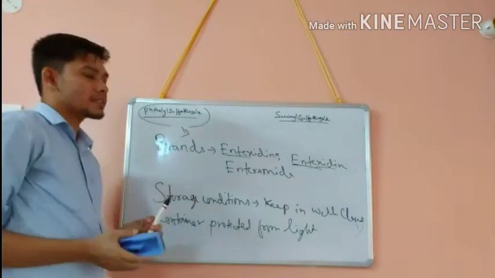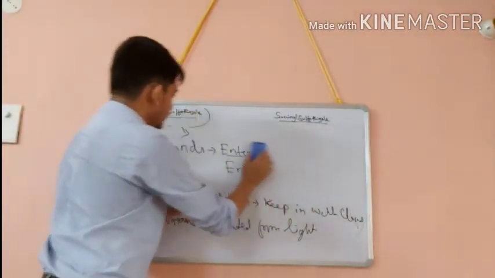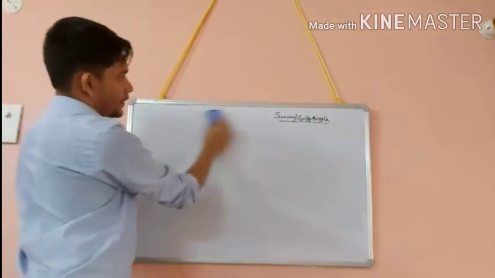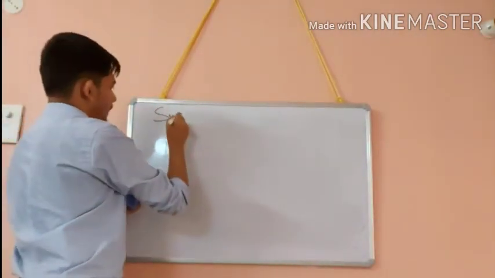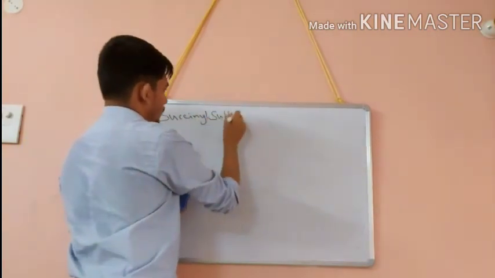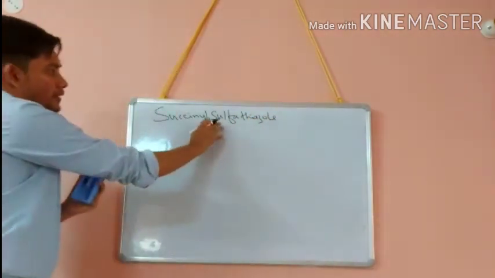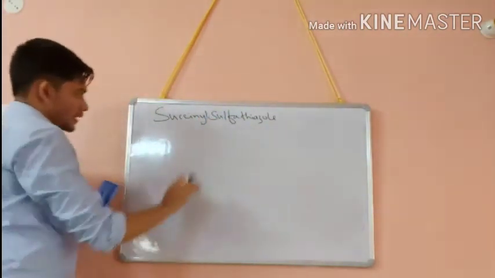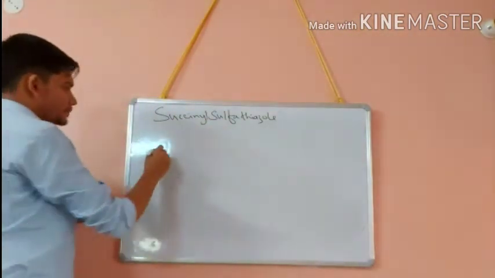Next we will start Succinylsulfathiazole. Okay, so broadly I will write Succinylsulfathiazole. Don't confuse with the spelling. Okay, sulfa in some book you will find SULPHA. Okay, sulfathiazole, but both are same. So I will draw the structure.